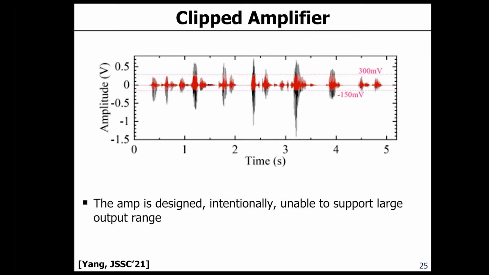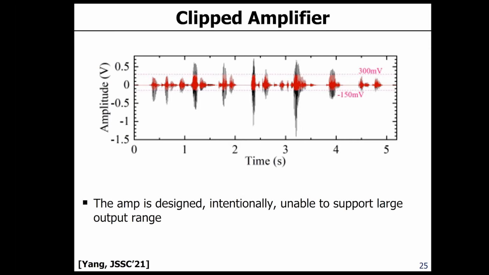So for example, the amplifier. What we did is limit the output range. In analog amplifier design, you want a very gigantic output range, because it's going to help the ADC a lot. However, what we do is limit the output range, and when the output is too high, it just clips. You can see in the waveform, the black is the ideal result.